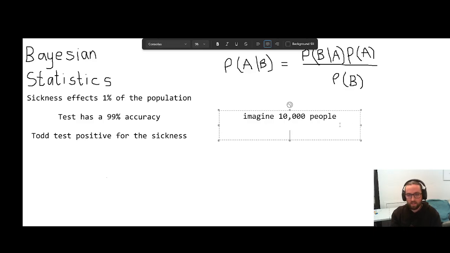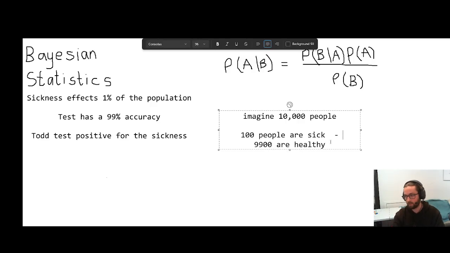So how many of them actually have the sickness? Well, it affects 1% of the population, so we'll say 100 people are sick. So how many aren't sick? Well, it will be what? 9,900. Sorry. Yeah. Good. Aren't sick, so are healthy.